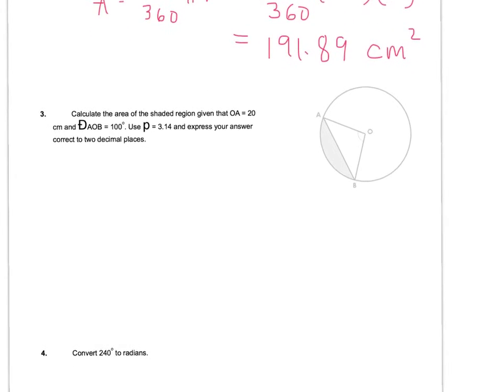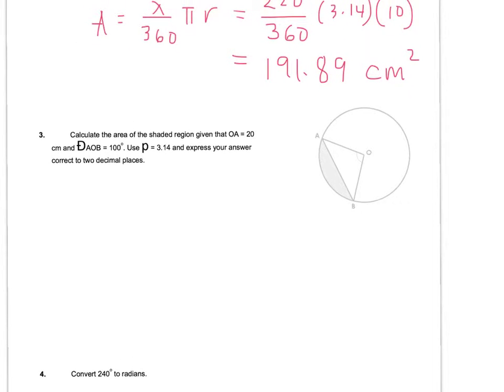Number 3. Calculate the area of the shaded region given that OA is equal to 20. So let's plot that. That's 20 for OA. And that's angle AOB, which is equal to 100 degrees. Use pi equals 3.14 and express your answer correct to 2 decimal places.